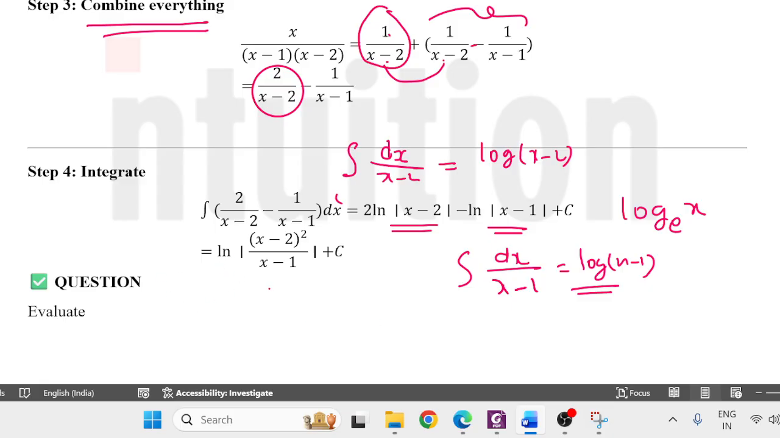So it comes here, and I hope you can understand, as earlier, 2 ln a minus ln b comes out to be ln a square minus ln b, which comes out to be ln of a square by b. So if you can write like this, you'll get this answer.